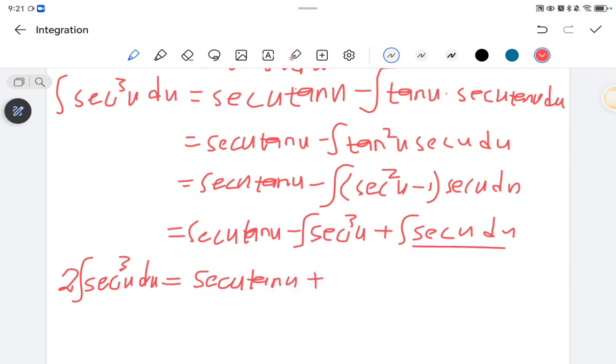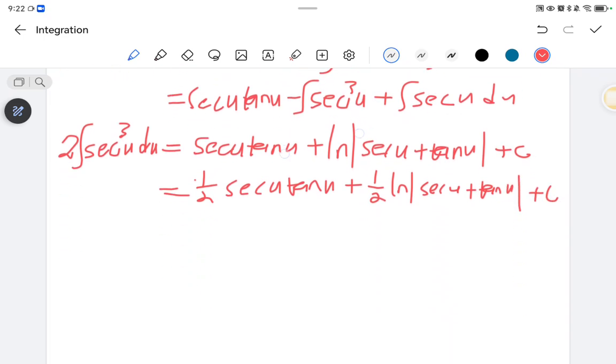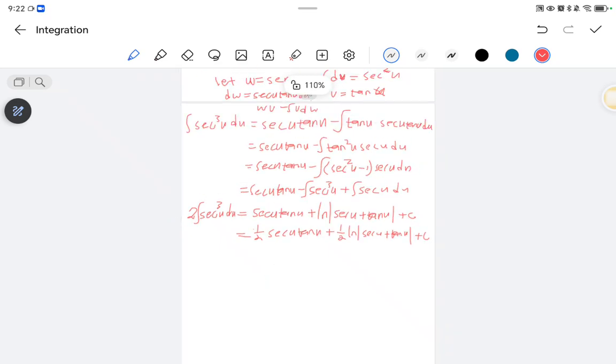We know what it is, right? We know that that is ln of sec u plus tan u. Then I'll add c. Then when I divide by that 2, I'll have 1 over 2 sec u tan u plus 1 over 2 ln sec u plus tan u plus c. Then this will be the integral of sec to the third u.